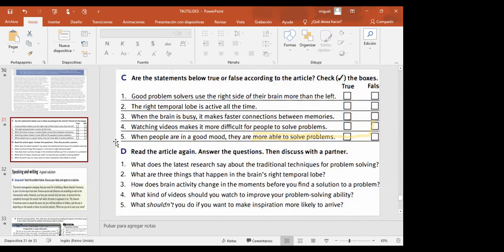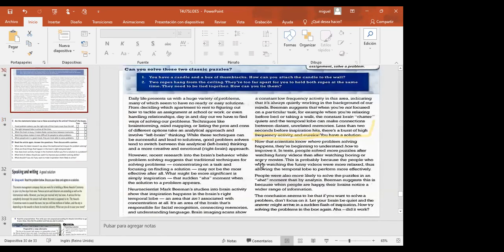Watching videos make it more difficult for people to solve problems. Is it scary movies or funny movies? It's paragraph 4, it's seeing funny videos. Yes, funny video than after watching boring or scary movies.